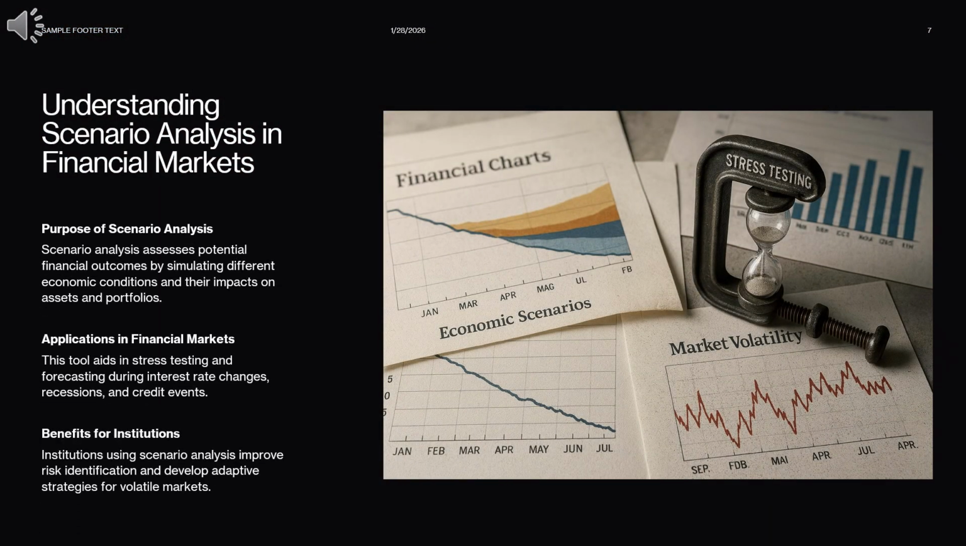Scenario analysis involves assessing potential outcomes by simulating various economic conditions and their impacts on asset prices and portfolios. In financial markets, this tool helps in stress testing and forecasting under conditions such as interest rate shifts, economic recessions, or credit events. Institutions employing scenario analysis report enhanced risk identification and adaptive strategy formulation, critical for navigating volatile markets.